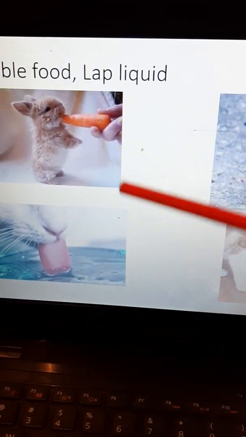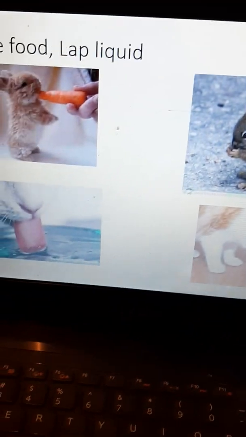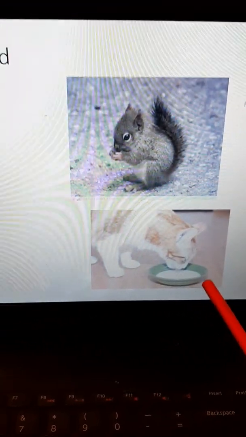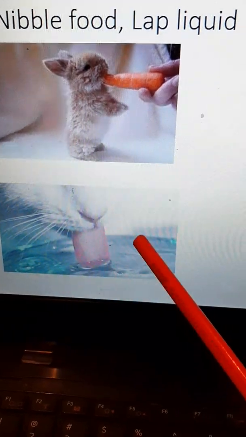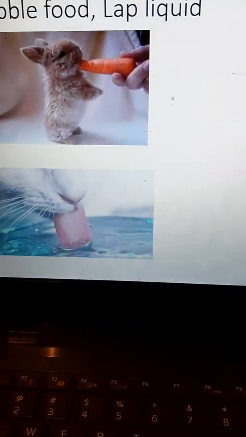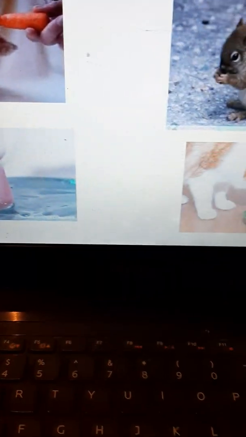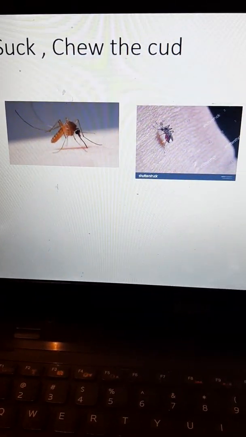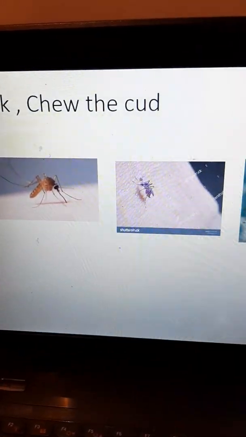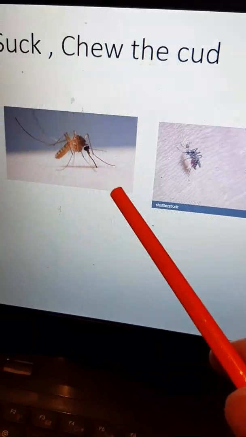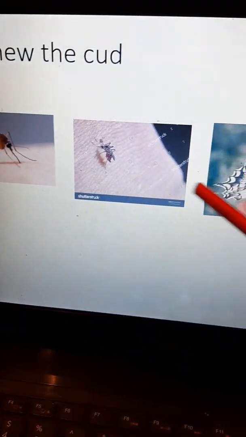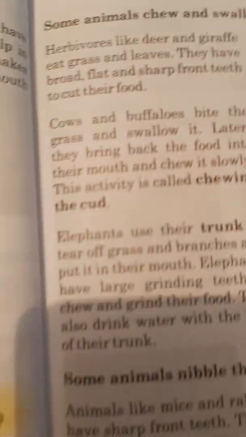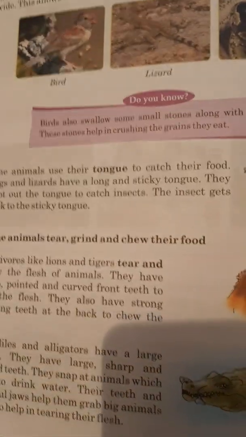Some of the animals, like you see here a rabbit and here a squirrel, are nibbling the food. And some animals lap the liquid, like a cat lapping the milk. Here is a dog or a lion drinking water by lapping with its tongue. Next, some insects suck the food and some animals chew the cud. The insect is sucking its food, like blood from the human body, and the butterfly is sucking the nectar from the flowers or the plants.